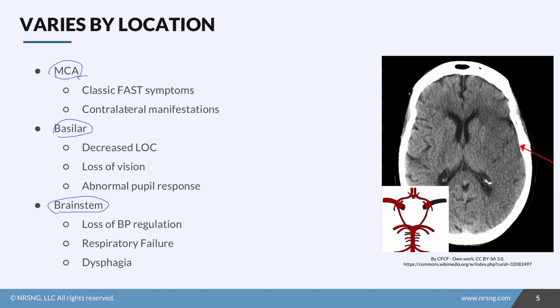But with our MCA stroke, our middle cerebral artery strokes, you're going to see these really classic FAST symptoms that we talked about earlier. And you're going to have that contralateral effect where the deficits are on the opposite side of the infarct.